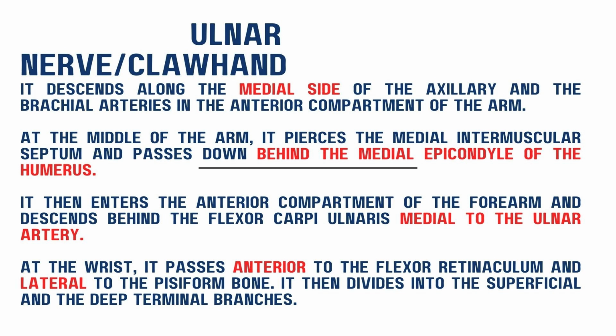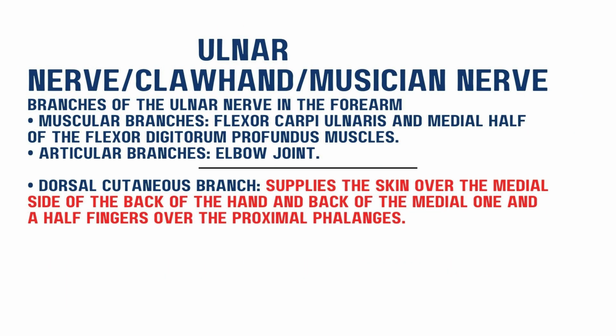The branches of the ulnar nerve: the important branch in the forearm is going to give the dorsal cutaneous branches that supply the skin over the medial side of the back of the hand and the back of the medial 1.5 fingers over the proximal phalanges.